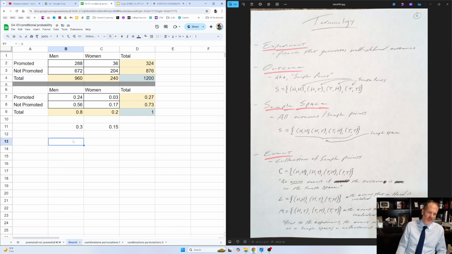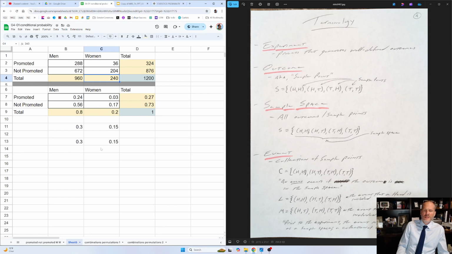We could also get to that same figure by just doing this. There's this many men, and 288 men were promoted out of 960 men, which gives us 0.3. And here we have 36 women promoted out of 240, and that gives us 0.15. I think that's a more intuitive way to think about it. What percentage of men is being promoted? Well, 288 out of 960. What percentage of women are being promoted? Well, 36 out of 240.